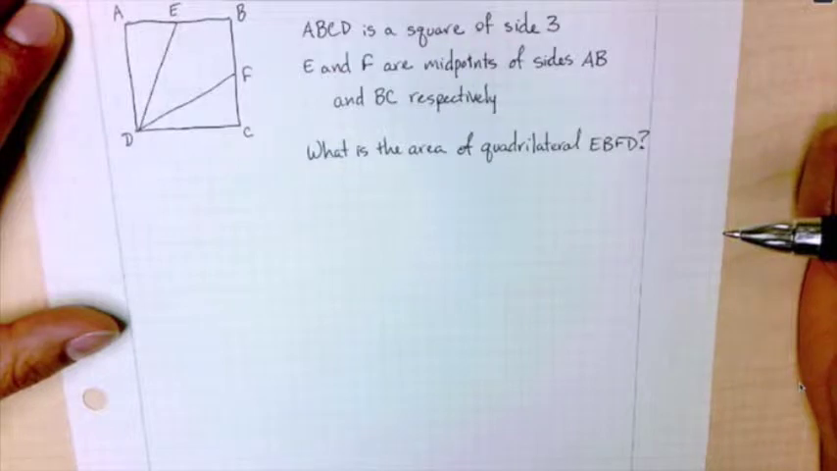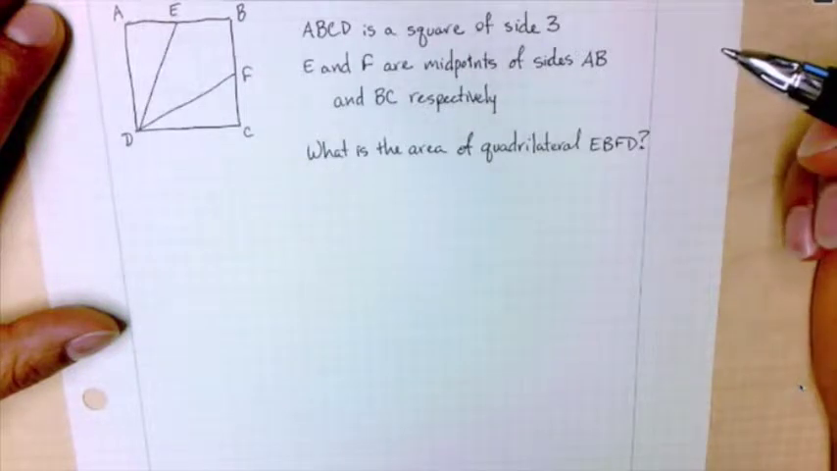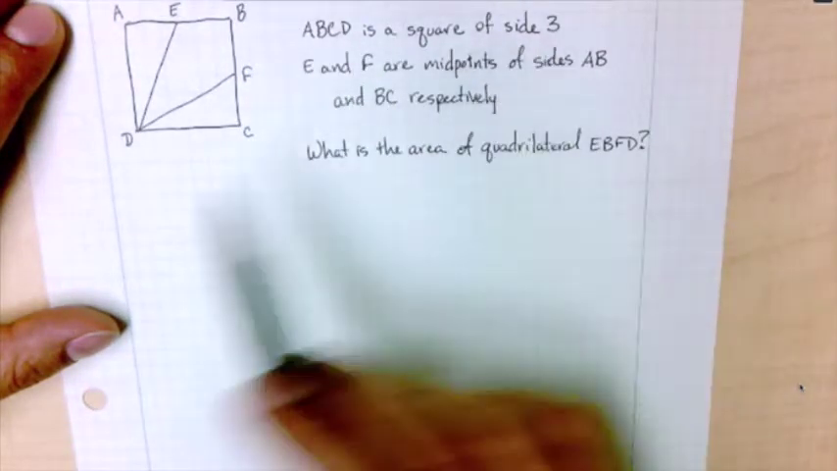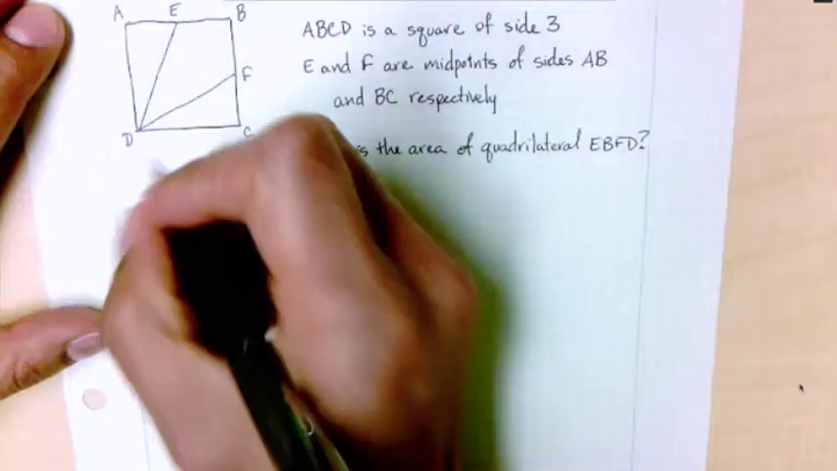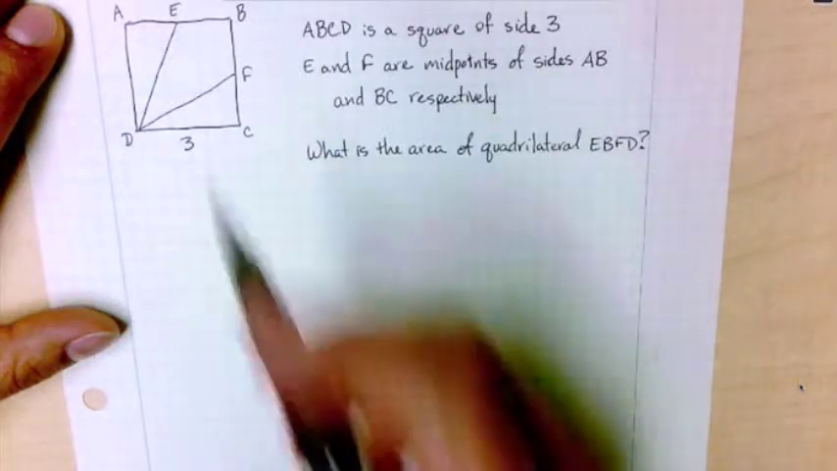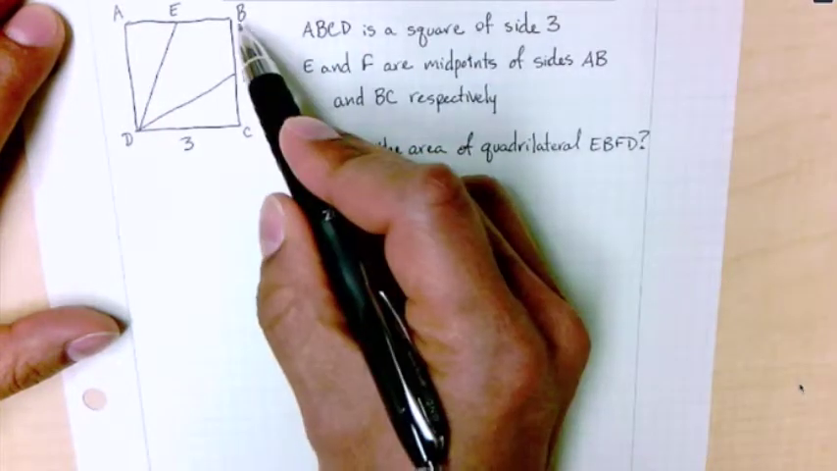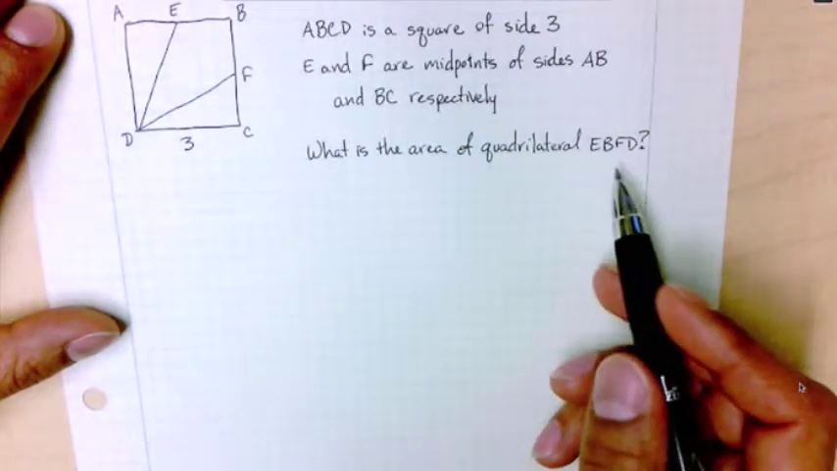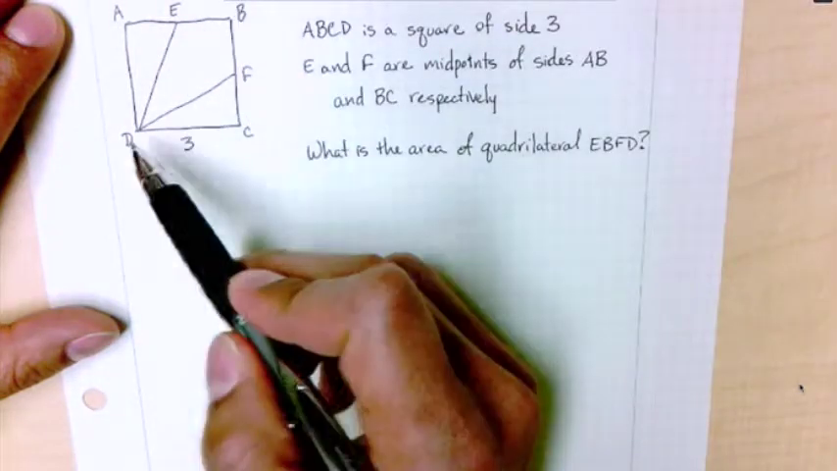In this video, I'm going to take on another ACT, SAT math problem. Here we have a geometry problem where it's given ABCD is a square of side 3. So there's our square, and each side is 3. And E and F are midpoints of the sides AB and BC respectively. So we know E is in the middle of there and F is in the middle of here. And the question is, what is the area of the quadrilateral EBFD?